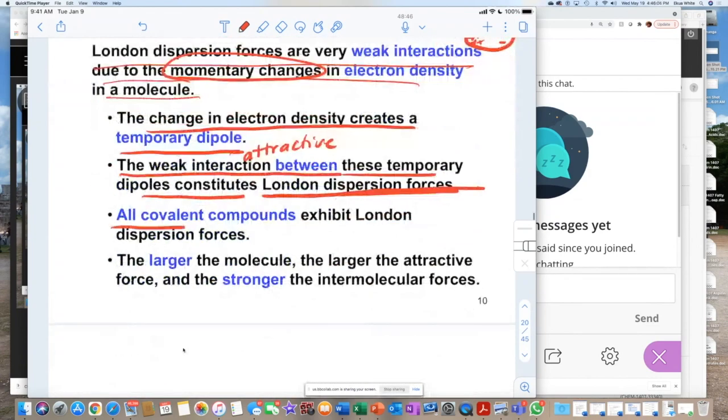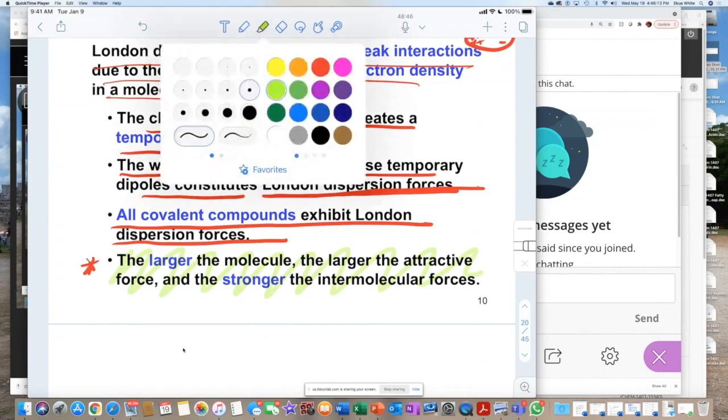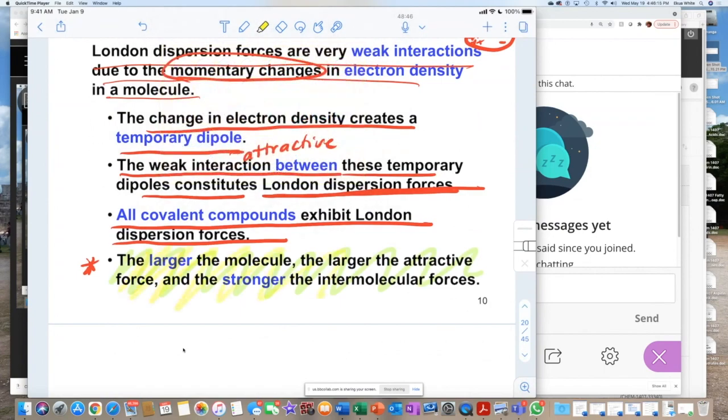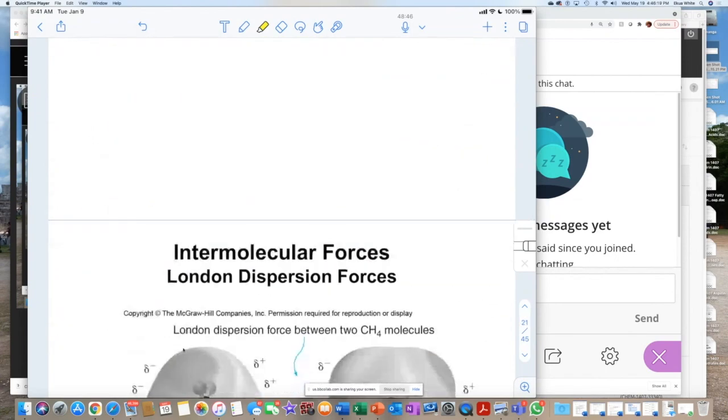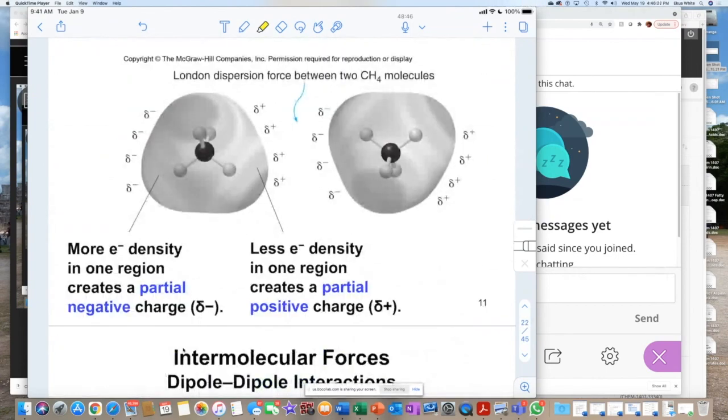So we're told all covalent compounds have this London dispersion force. And then rule 2, the larger the molecule, the larger the dispersion. Okay, so let me see, how do I compare? They may have some examples here, or they're showing that to you, right?